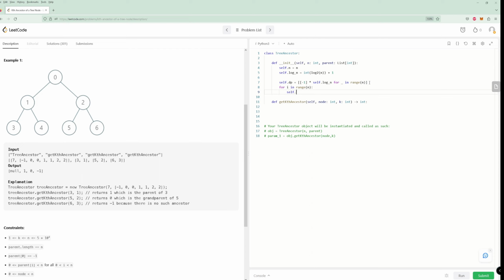In this array, first we can initialize the 0th parent to the parents that are in this given array here, because we're given the 0th parent. Like the 0th parent of 1 would be 0, the 0th parent of 2 would be 0, and so on. Now we have a nested for loop, and we're going to iterate through every single log. Let me show you that, and I'll explain it.